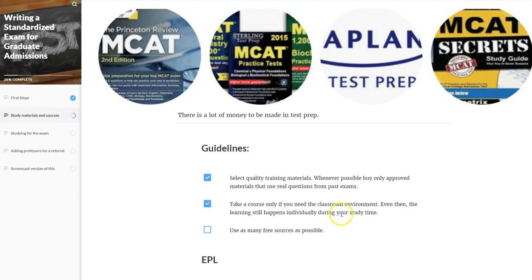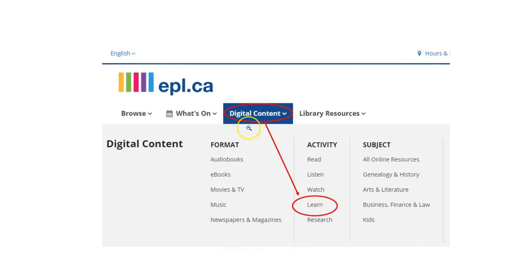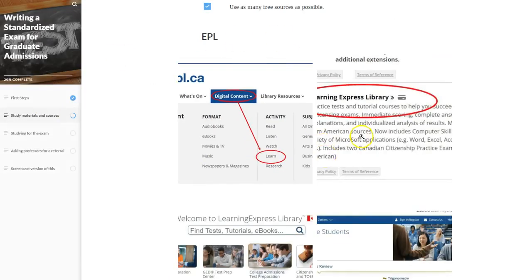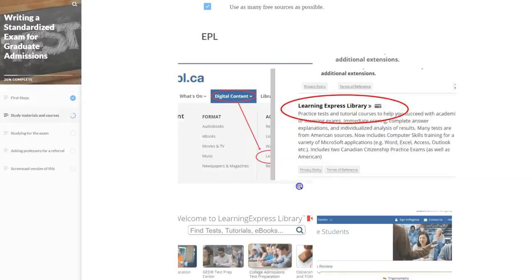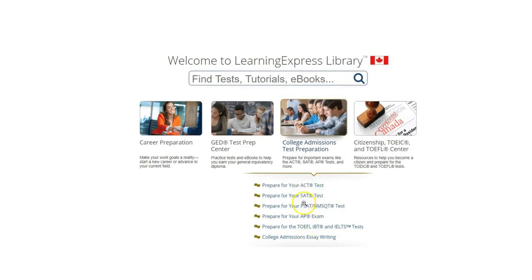Take a course if you need a classroom environment. Even then, learning happens individually. You really need to study on your own to get better. But a course can be really good for demystifying and offering strategies, and also use as many free sources as possible. What does that mean? Go to your EPL, digital content, learn. You have access to EPL with your McEwen card. You can go to something like the Learning Express Library. They have things here that help you prepare for college admissions tests.